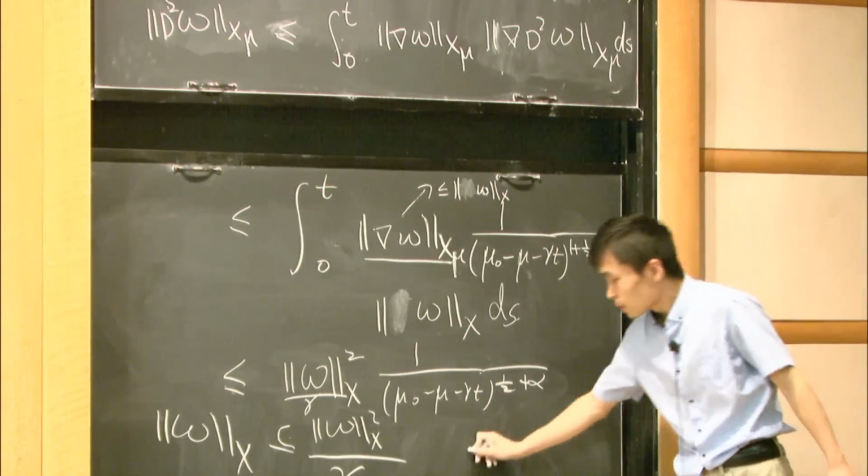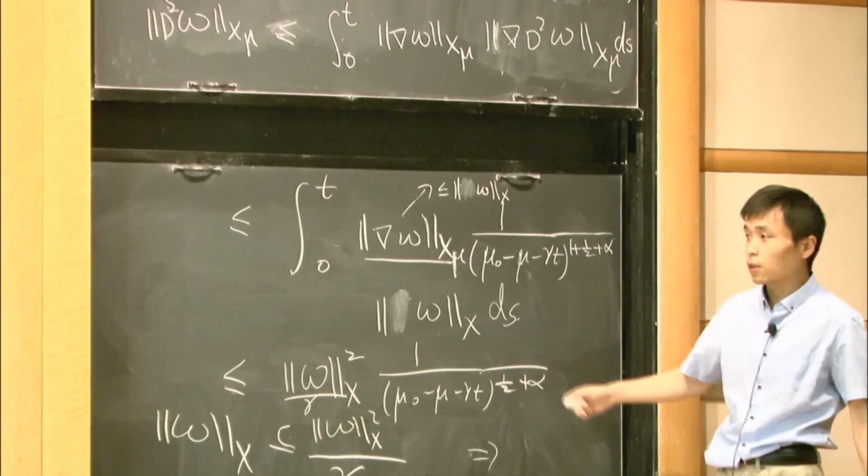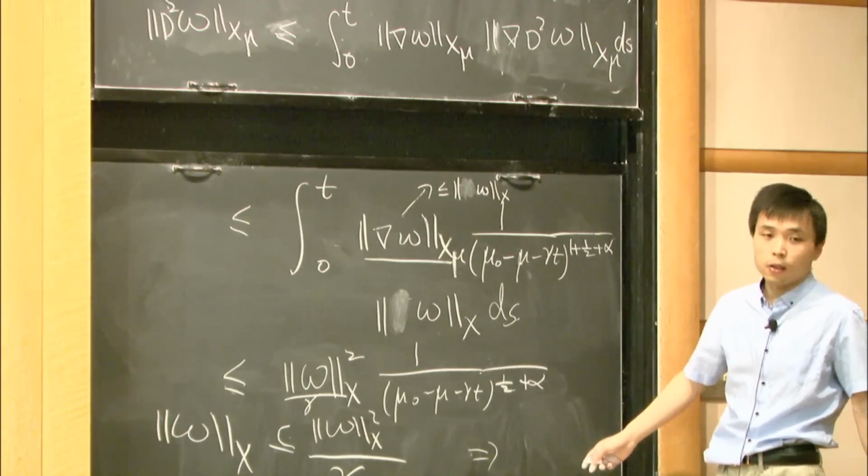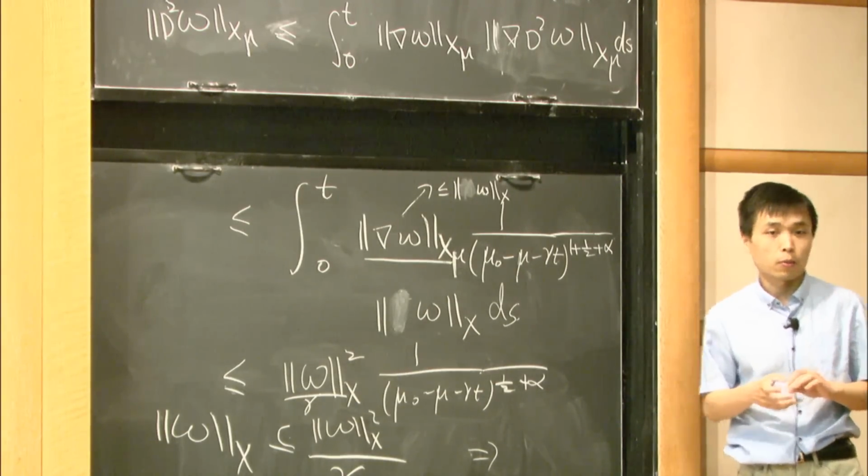So from here you get that this norm is preserved, and from this you can gain the inviscid limit problem easily.